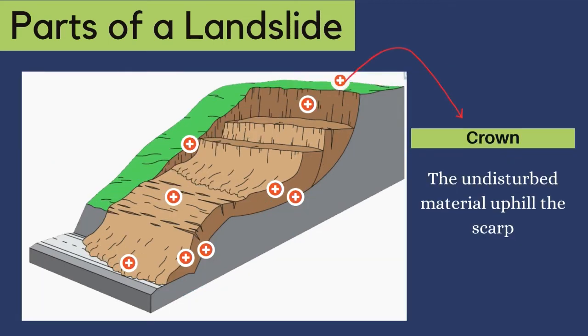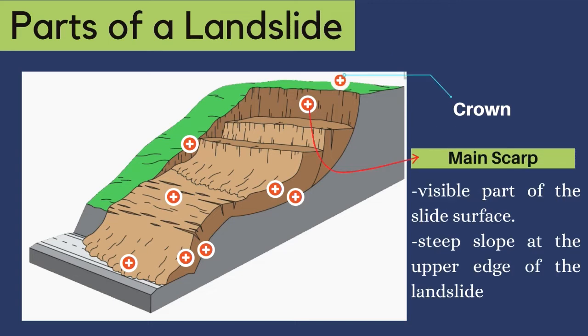At the very top, we have the crown, which is the undisturbed material uphill of the scarp. Next is the main scarp, which is the steep slope at the upper edge of the landslide, just below the crown, caused by movement of displaced material away from the undisturbed ground. This is the visible part of the slide surface.